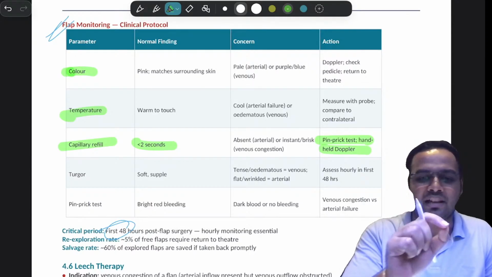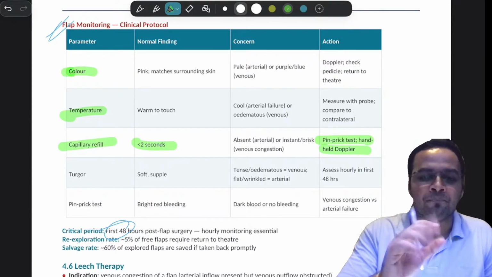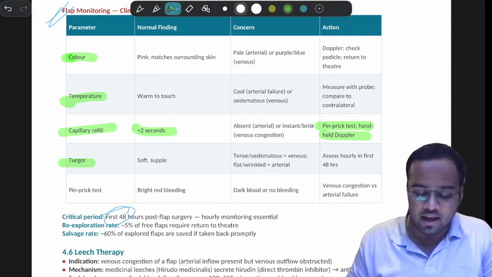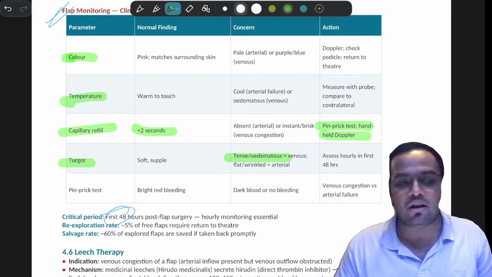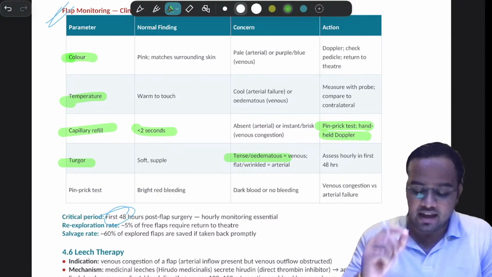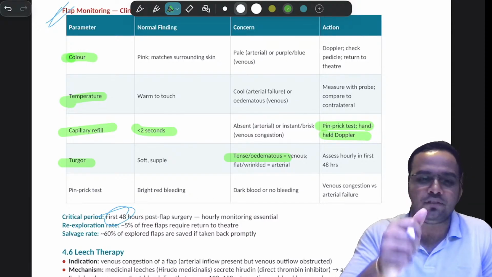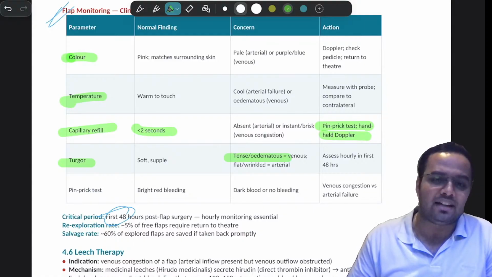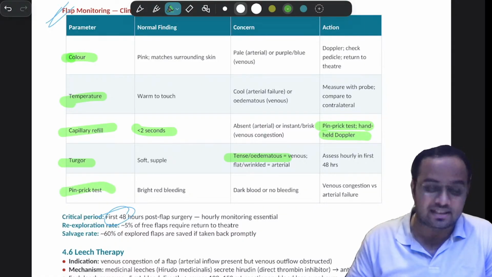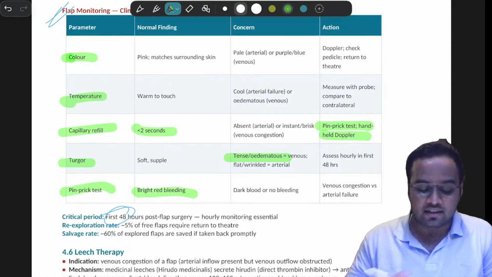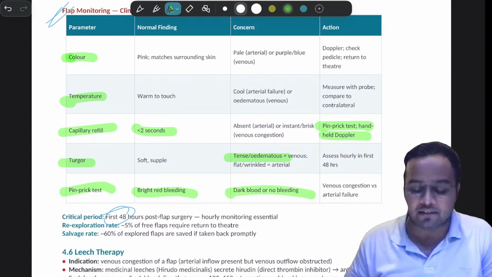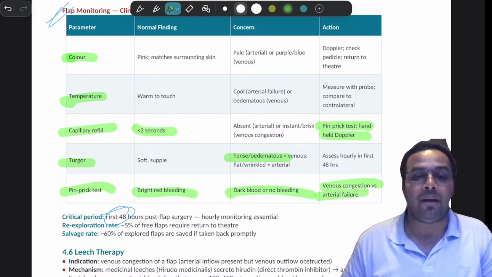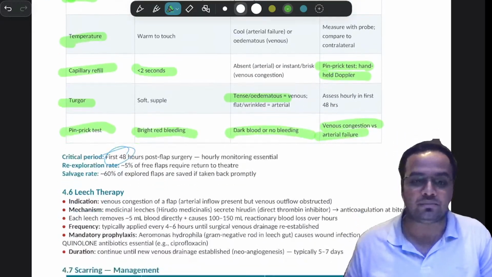If the pinprick is done and the blood is fresh blood, then it is considered okay, the flap is having adequate supply. Then there is the turgor. We have to check if there is any edema of the flap, or any tension on the flap. If the flap has become tense or edematous, you have to think that the flap might get hampered. And for the pinprick test, as I said, if bright red bleeding is there, then it is a normal finding. If dark blood is there, it is problematic, and venous congestion might be there, because of which the pinprick test might be failing.